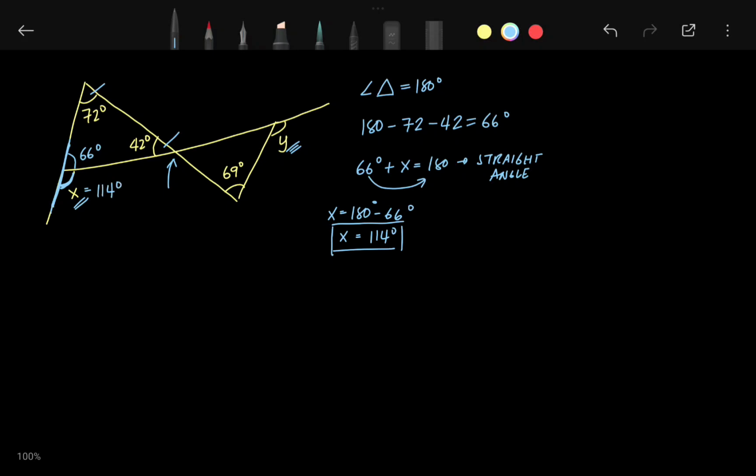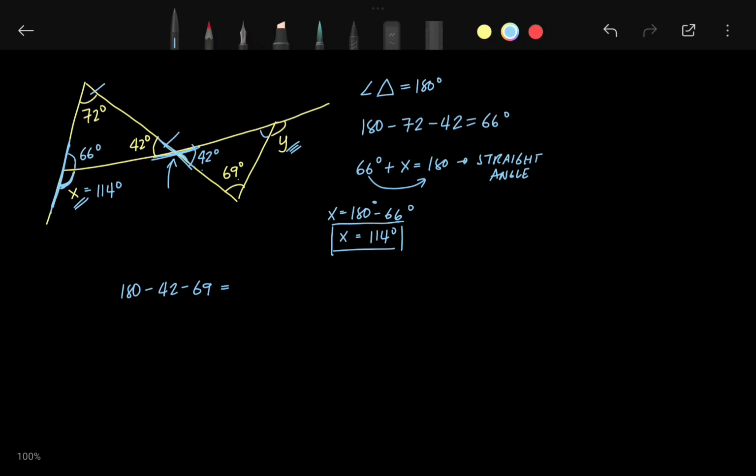Now, let's try to find y. Here we have our vertical angles. They are across each other. This forms 42 degrees. Now, if these are the three angles of a triangle, one is 42, the other 69, and this is unknown, you can set it so that it's 180 minus 42 minus 69 equals the unknown.